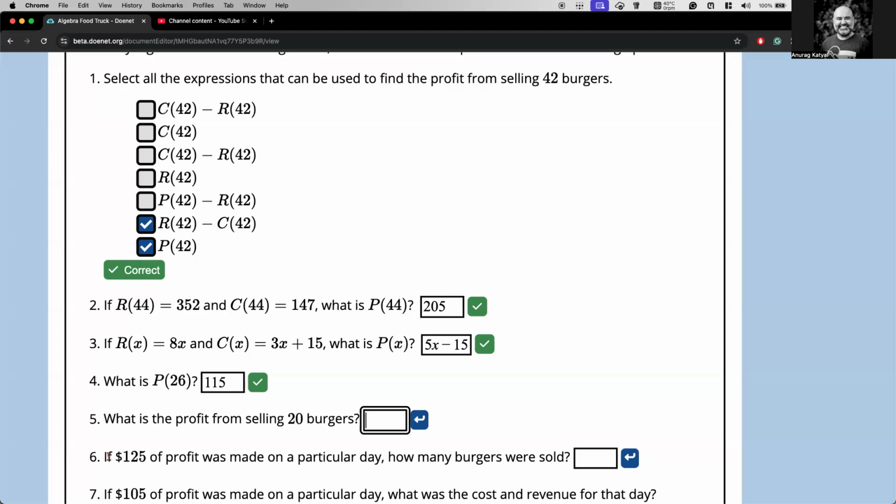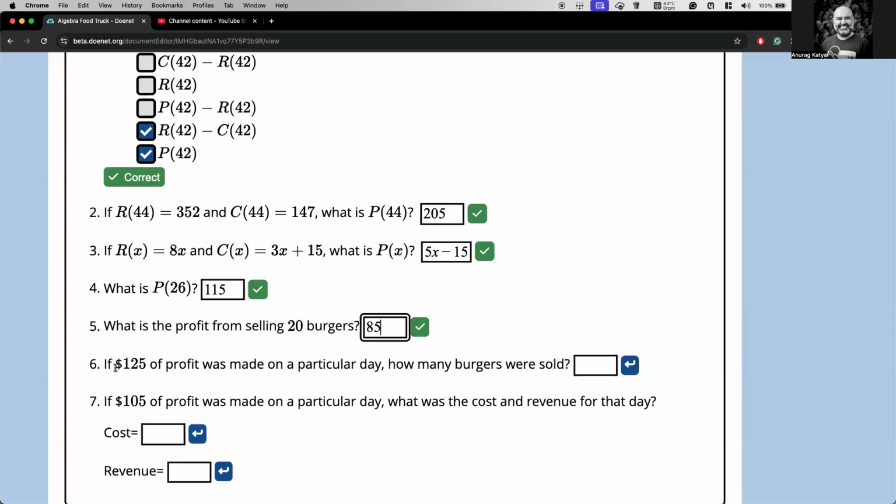In fact, that's going to happen in the very next problem. So if we plug 20 in for X in this, what do we get? Correct. Now think about how that is different from this question. If $125 of profit was made, how many burgers were sold? So what am I giving you now? Which is represented by, now say the thing you said earlier. Do we understand that? That's not the same as replace X with 125. That's saying take P of X, replace it with 125 because P of X represents the profit.